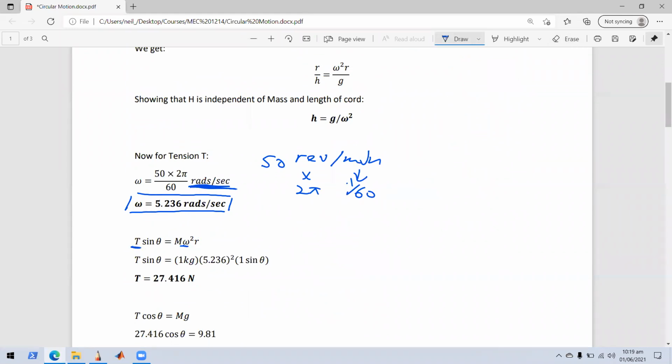T, our unknown, sine theta. M is 1 kg, which was given by the question. Omega is 5.236, which we just converted. We're going to square that, and then multiply that by 1 sine theta. Now there's a sine theta here and a sine theta here, so we can cancel those. Then we plug the rest into our calculators. 1 by 1 is just 1, so T is equal to 5.236 squared, which is 27.416 newtons. And that's the tension.